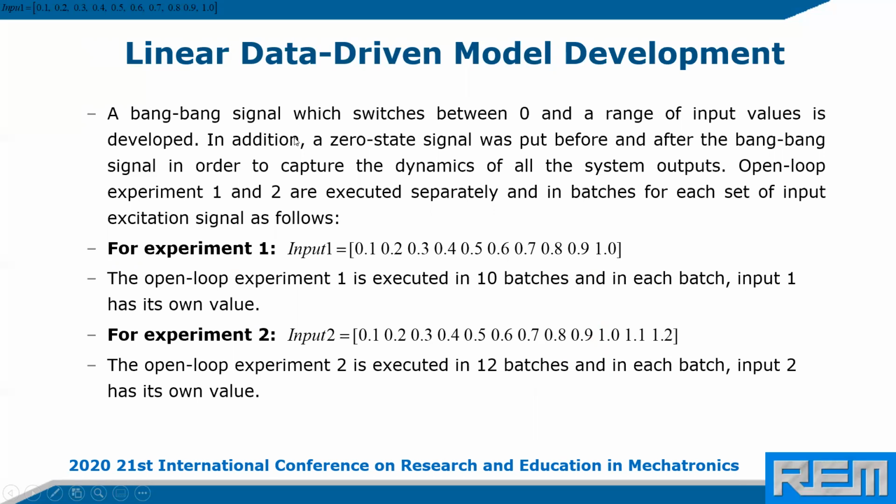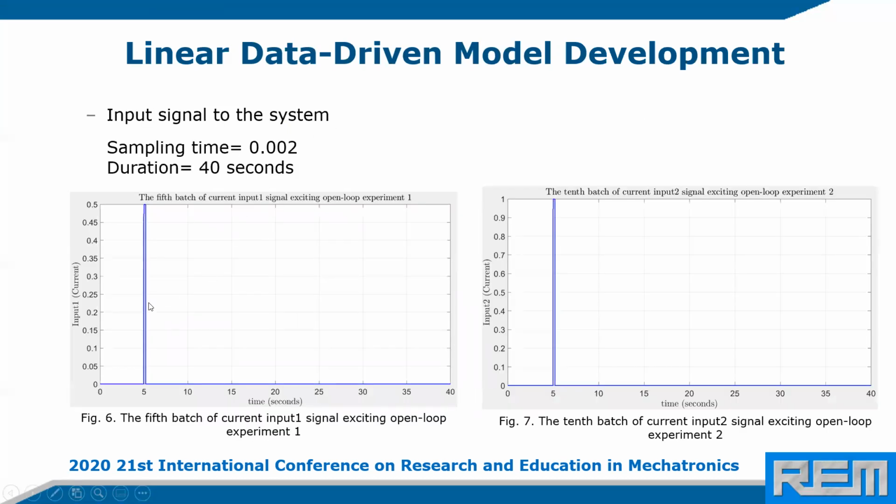A bang signal was used, and it switches between 0 and a range of input values. For experiment 1, the range will be from 0.1 to 1.0, and for experiment 2, it will be from 0.1 to 1.2. These values are based on the maximum inputs that our physical system can take. Here I'm showing a typical example of the signal we used. The duration of the signal is 40 seconds and the sampling time is 0.002 seconds. So this is the signal here.